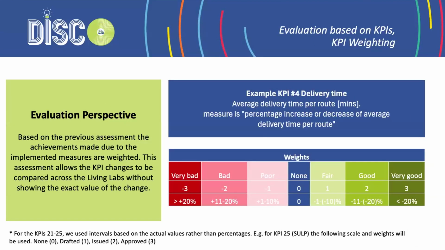So based on the quantitative data described above, the next step now is to normalize the change in value. This is done by weighting the results achieved. We use a scale from -3, which means significant worsening, to +3, significant improvements, and we call it a weighted achievement. This assessment allows the KPI change to be compared across the Living Labs without showing the exact value of the change. The intervals to apply for the conversion of the percentage values have been set preliminary and will be validated after the ex-post measurements are completed. For KPIs where measurements are lacking, a qualitative judgment can be made.